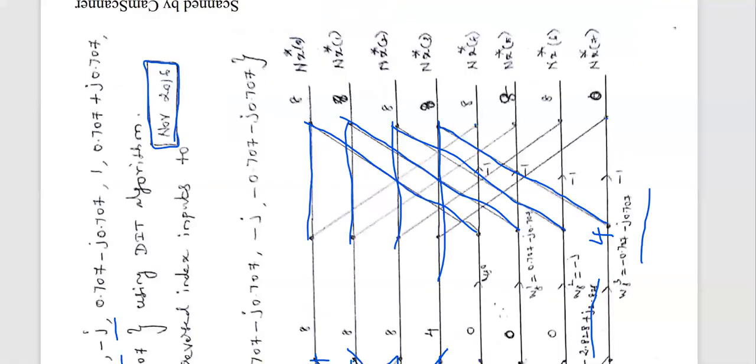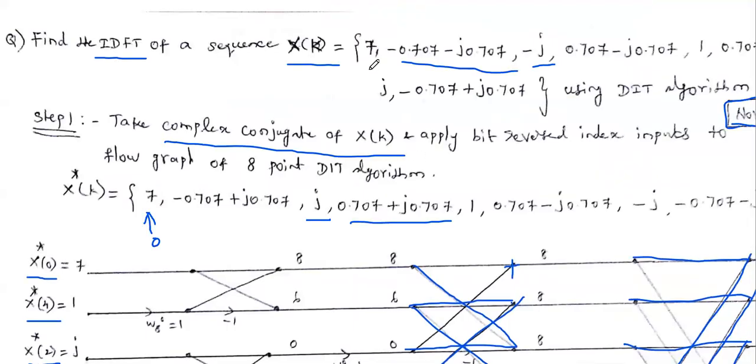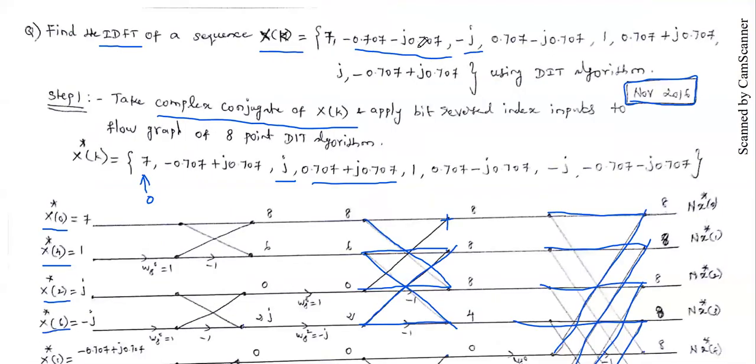So here you see, the given problem's first data is 7. How the 7 comes is nothing but the addition of our x of n samples. The remaining values are already in the complex conjugate format. Okay, so this is the procedure to find the inverse DFT using the DIT algorithm.